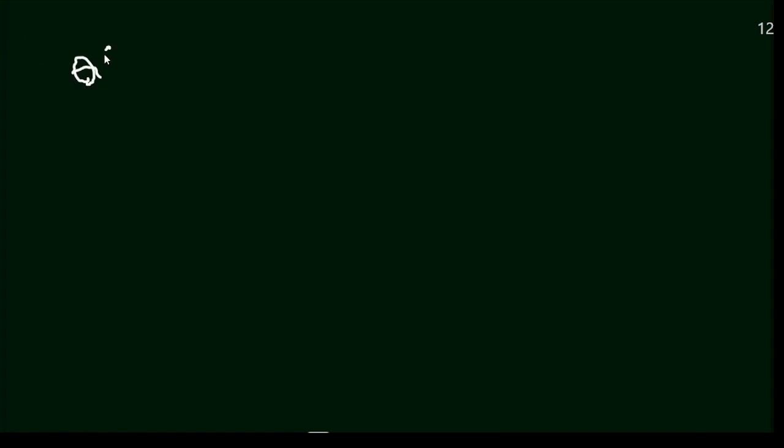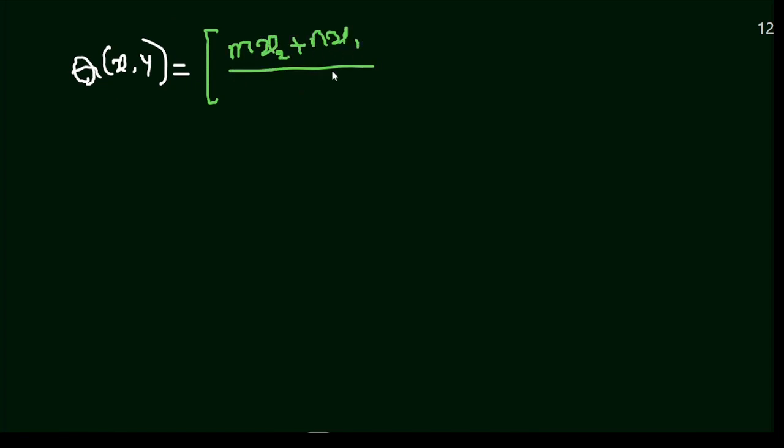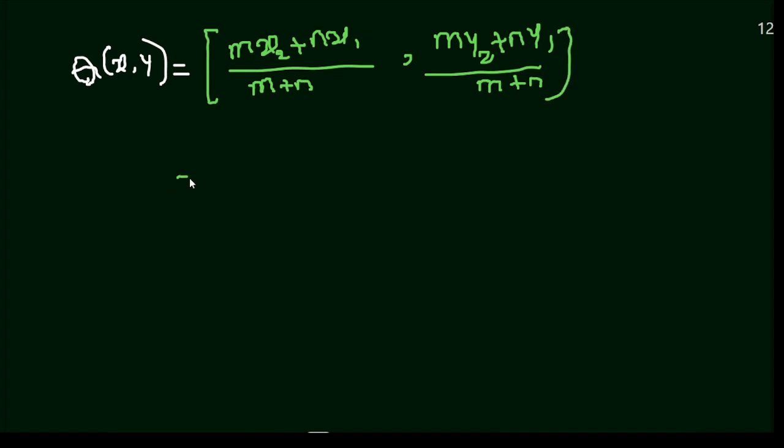Again, Q of x comma y is equal to, just write the formula again. What is it? (m x2 plus n x1) by (m plus n). And here one more coordinate, that is y: (m y2 plus n y1) by (m plus n). Here, for Q, m and n are 2 comma 1, that is 2:1, and the points.